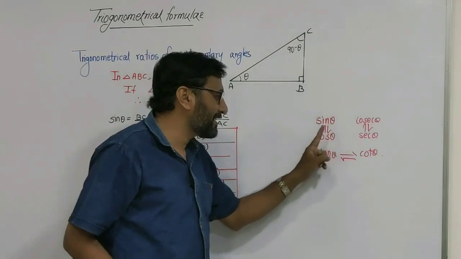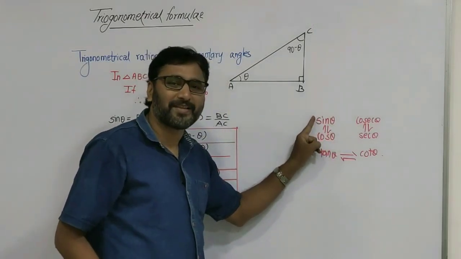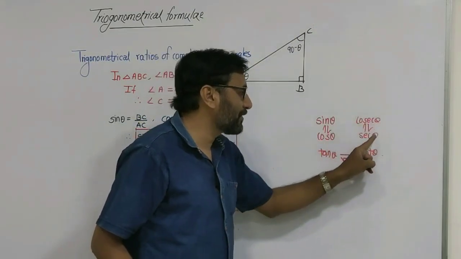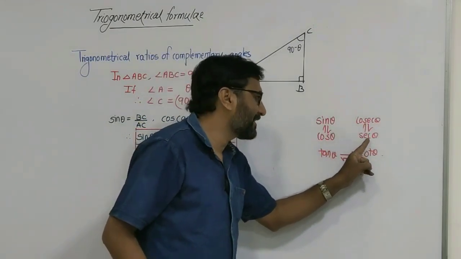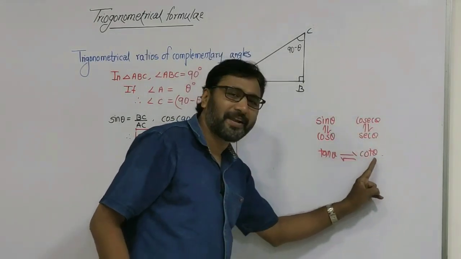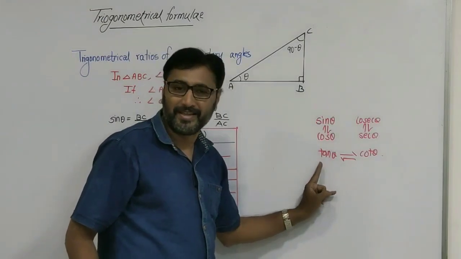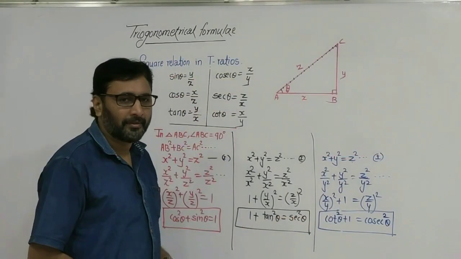So sin theta is equal to cos 90 minus theta. Cos theta is equal to sin 90 minus theta. Cosec theta is equal to sec 90 minus theta. Sec theta is equal to cosec 90 minus theta. Tan theta is equal to cot 90 minus theta. Cot theta is equal to tan 90 minus theta. Very easy to understand, students.